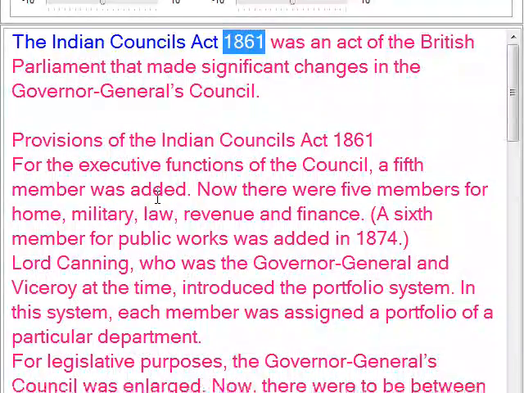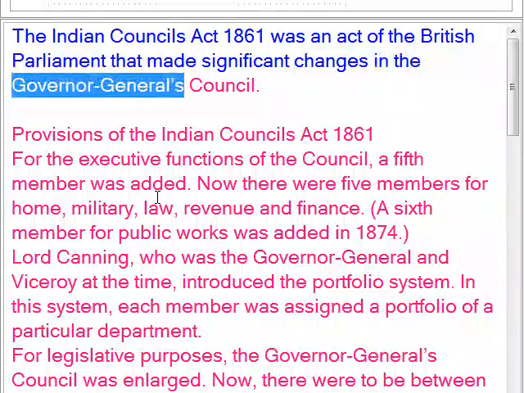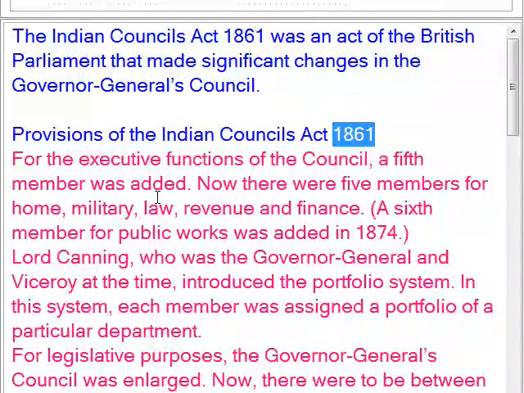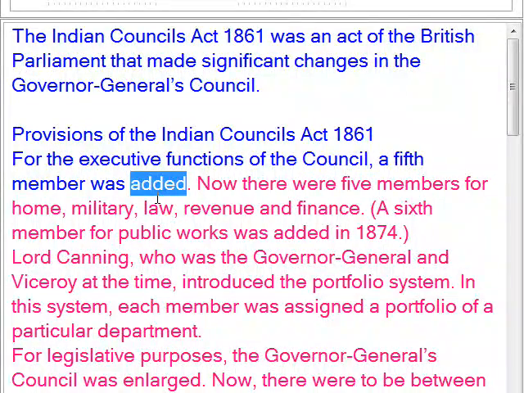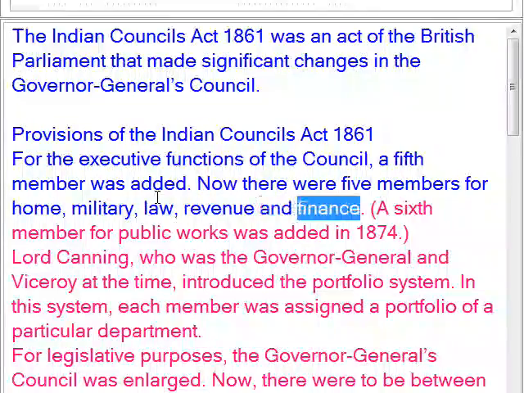The Indian Councils Act 1861 was an act of the British Parliament that made significant changes in the Governor-General's Council. Provisions of the Indian Councils Act 1861 for the executive functions of the Council: a fifth member was added. Now there were 5 members for Home, Military, Law, Revenue and Finance.